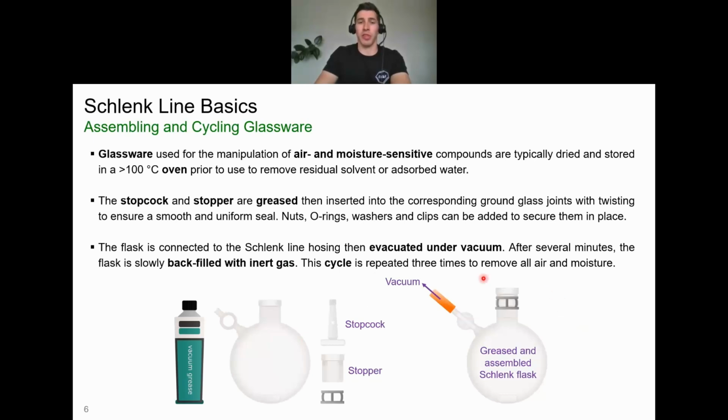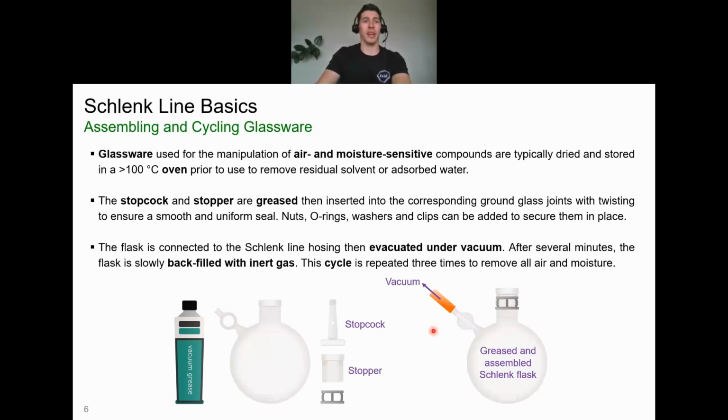And once we've done that, we want to backfill it with inert gas. We refer to this as a cycle, so you might hear the term cycling onto the Schlenk line, and we repeat that 3 times to remove all air and moisture. If you imagine that one cycle gets rid of 90% of the air and moisture, then by the time we've come to 3 cycles, we've gone from 90 to 99% to 99.9%, akin to how you use multiple extractions in an organic aqueous washing step in a workup. So keep that in mind, that one long cycle is not going to be better than 3 shorter cycles.